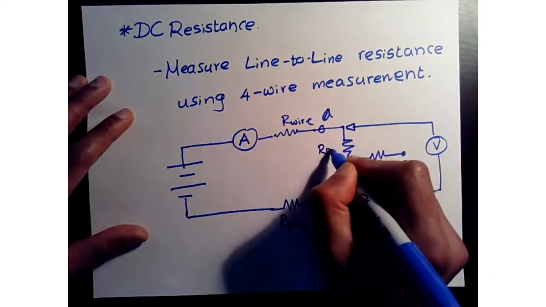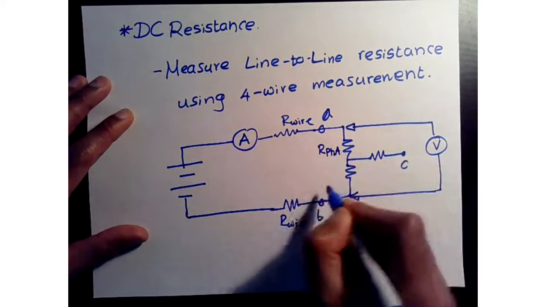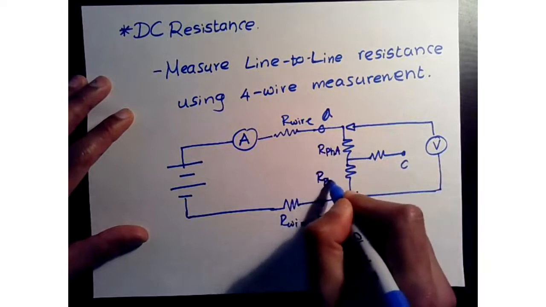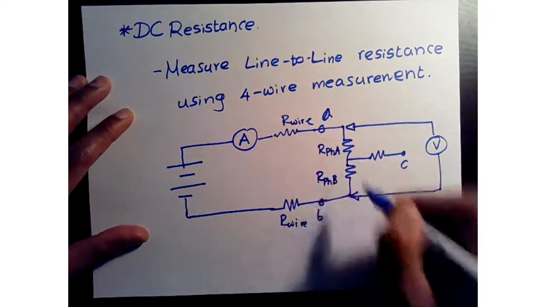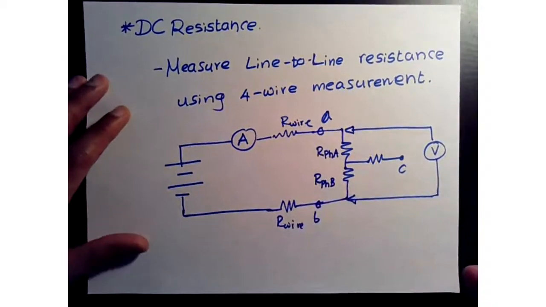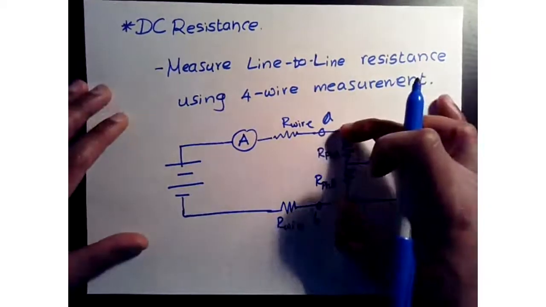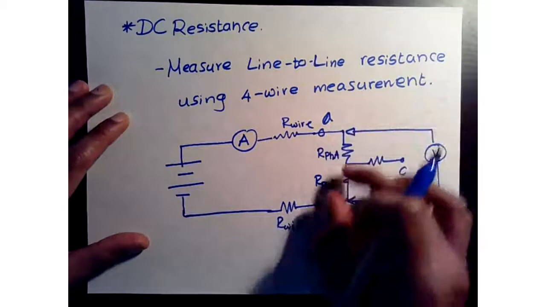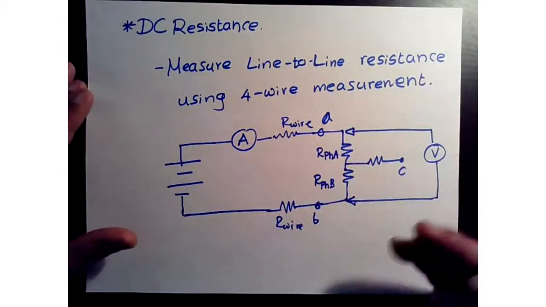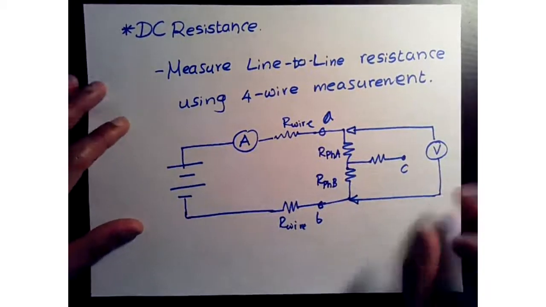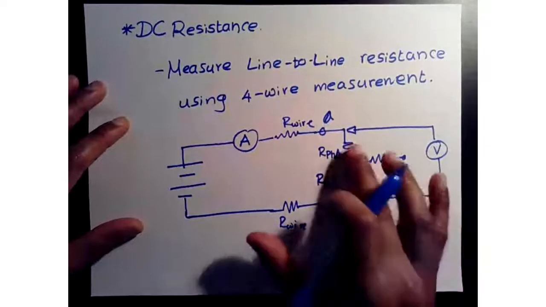So we'll call this R of phase A. This is R of phase B. And typically they are almost the same in value, so it's okay to find the total value and divide by 2, unless there's a fault or some kind of a very bad design. Okay, generally they're pretty close.